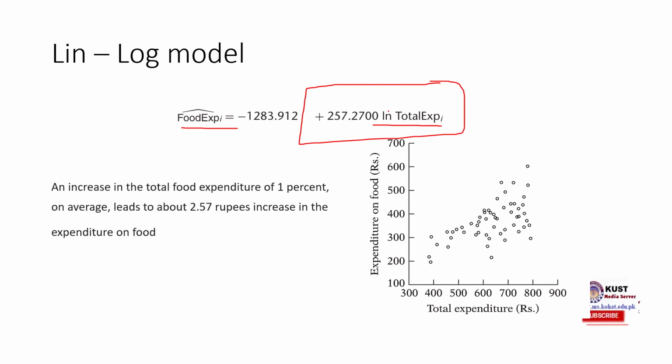So if this total expenditure increases by 1%, this would lead to a 2.57. Remember, it is 257, so we need to divide it by 100, and that would give us a 2.57 rupees increase. Now you see, the idea is that there is an absolute change in the y variable for the relative change in the x variable. So the independent variable would be in percentages. So a 1% increase in the independent variable would lead to a 2.5 rupees increase in the expenditure in the y variable, because y is in linear form.